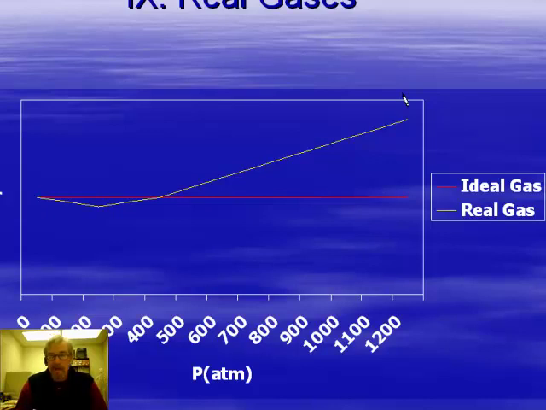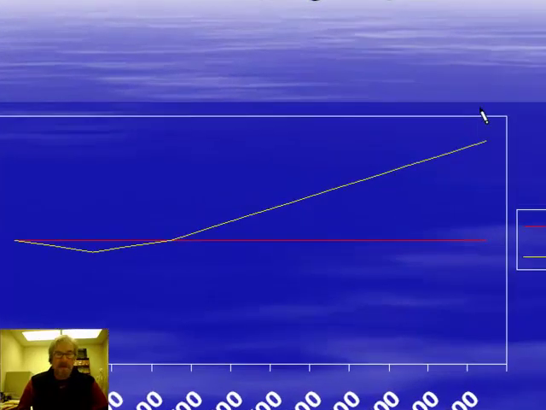How big the deviations are depends on the chemical properties of the individual gases. So real gases are all different. Ideal gases are identical, but when you get into the real zone, into those pressures and temperatures where ideal gas behavior breaks down, then it matters what gas you have. They're all slightly different. So what can you do about it?